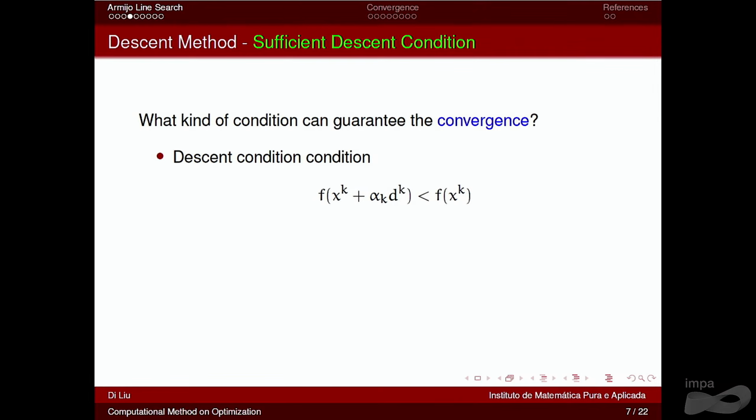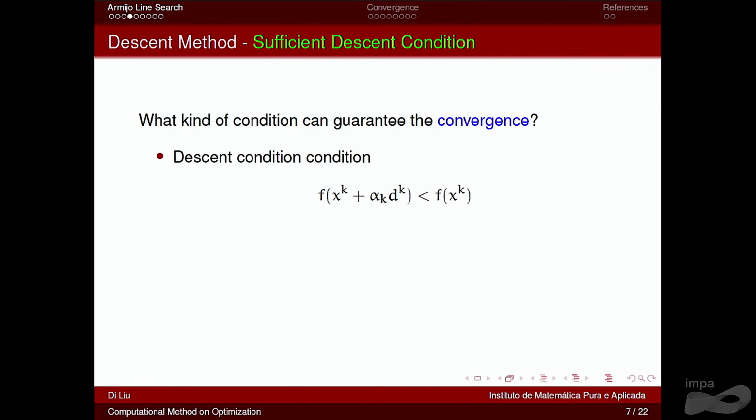So let's forget about how we calculate the step size. First we think about what kind of condition, or what kind of inequality, we need to guarantee convergence without the L-smooth assumption. The easiest one is the descent condition. Sorry, it's a typo here. Descent condition, which means your function value decreases. Obviously, this cannot guarantee convergence, because imagine in each iteration your function value just decreases a little bit, very, very small.